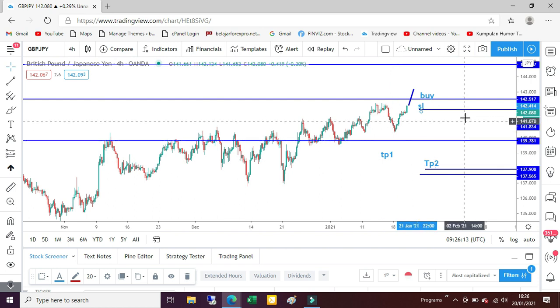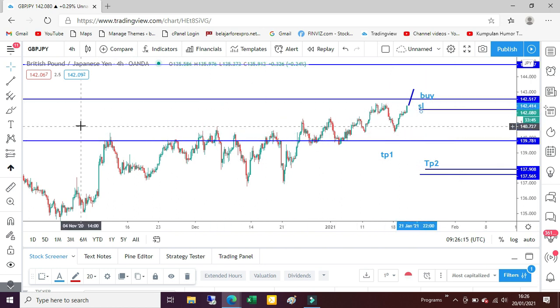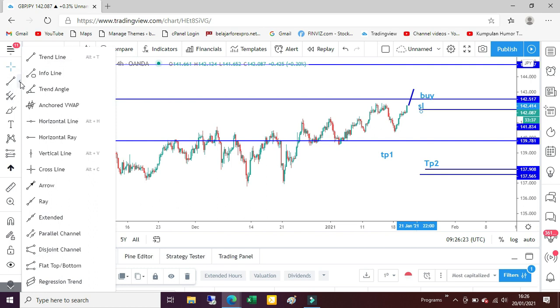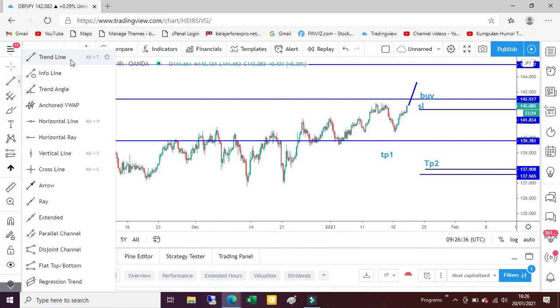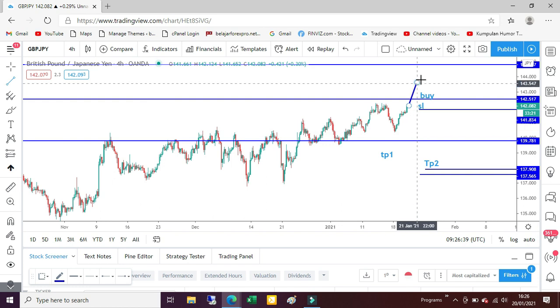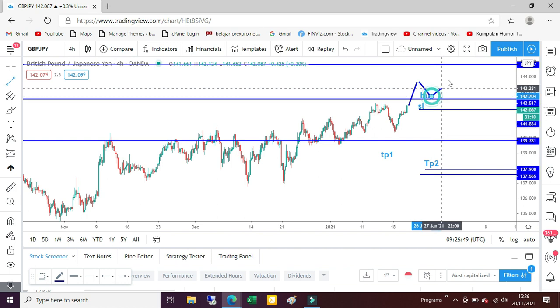And then remember, friend, after the price break out the resistance line, and then we set buy limit here, we hope the price will correction, a small correction, back touch our buying price, and then the price continue up.